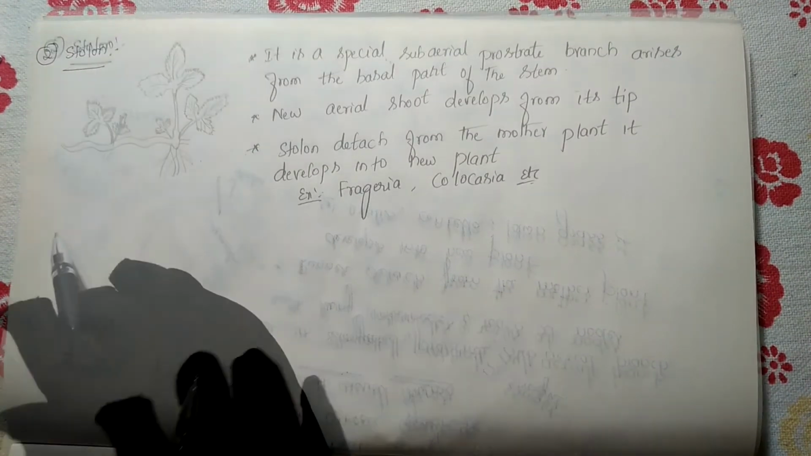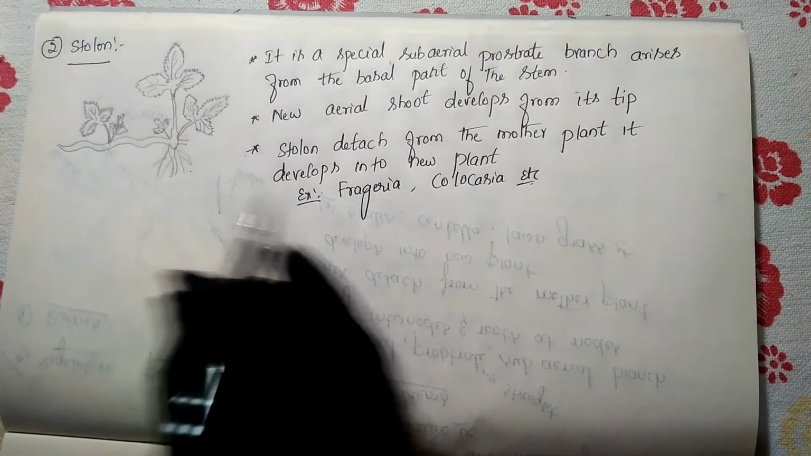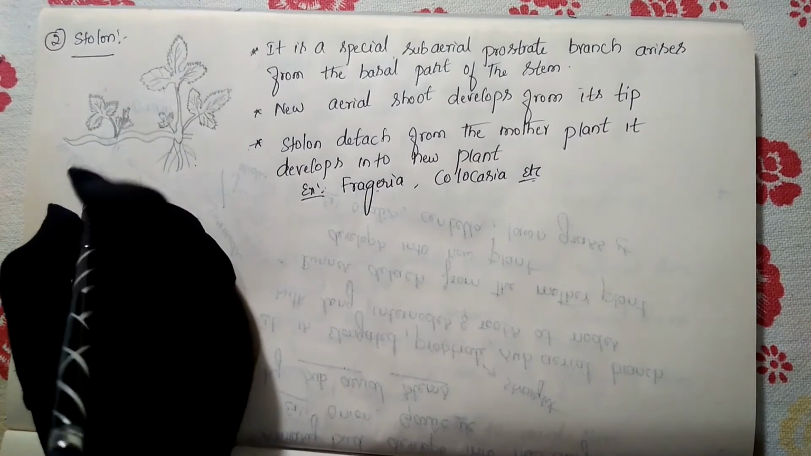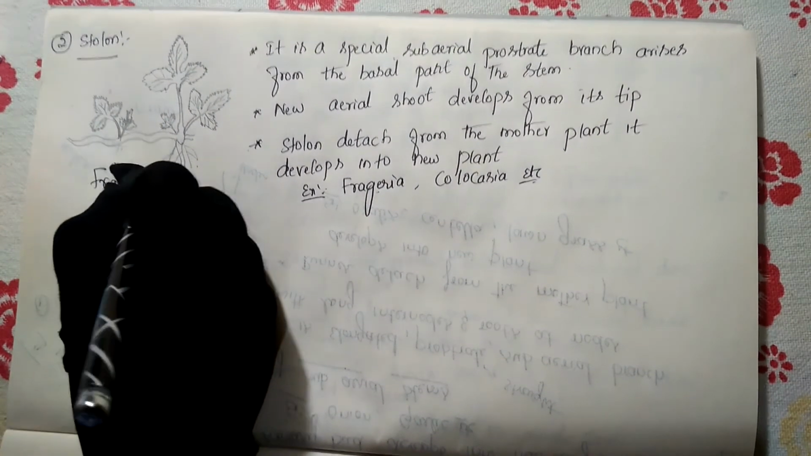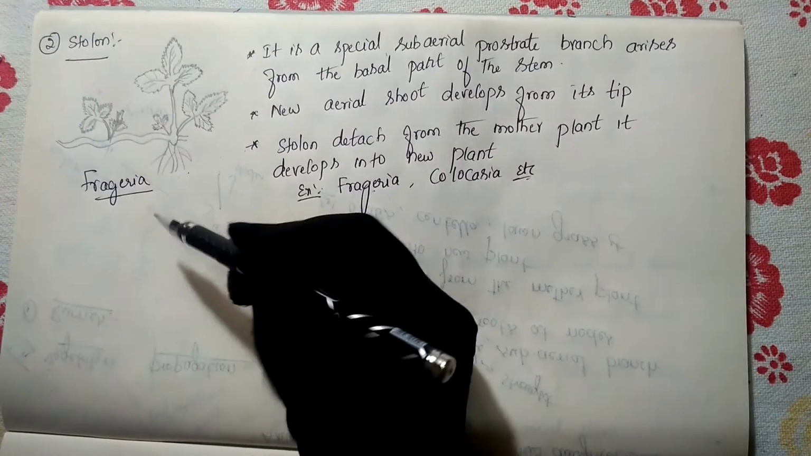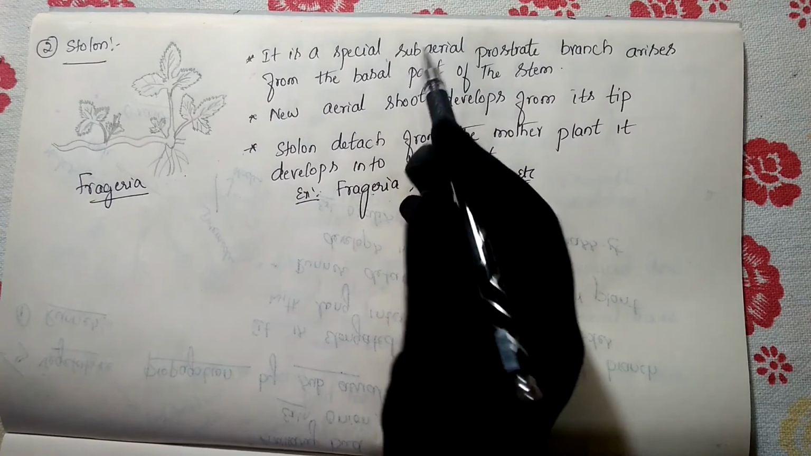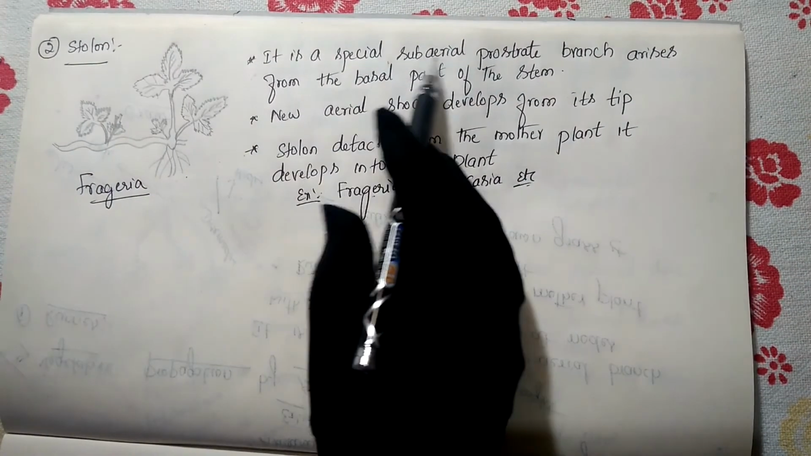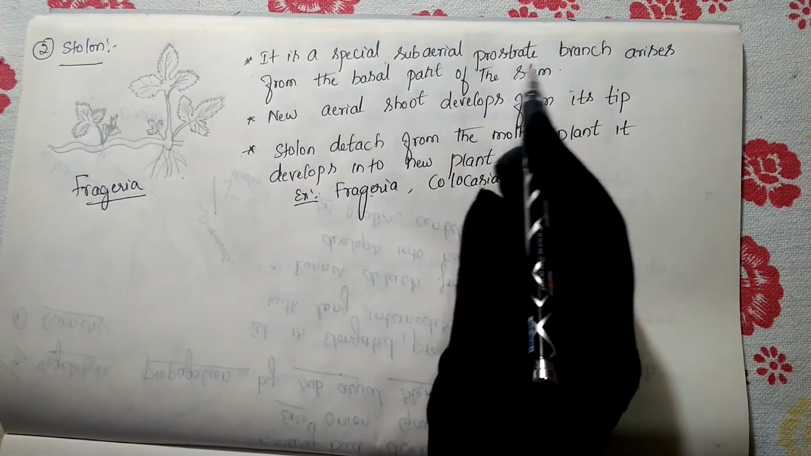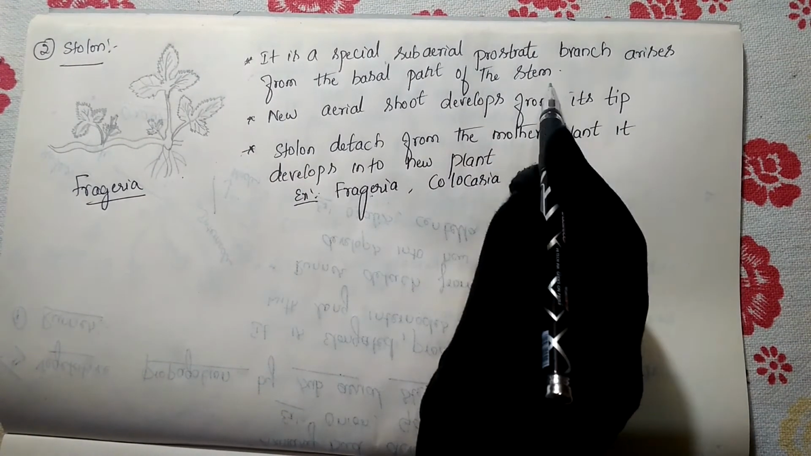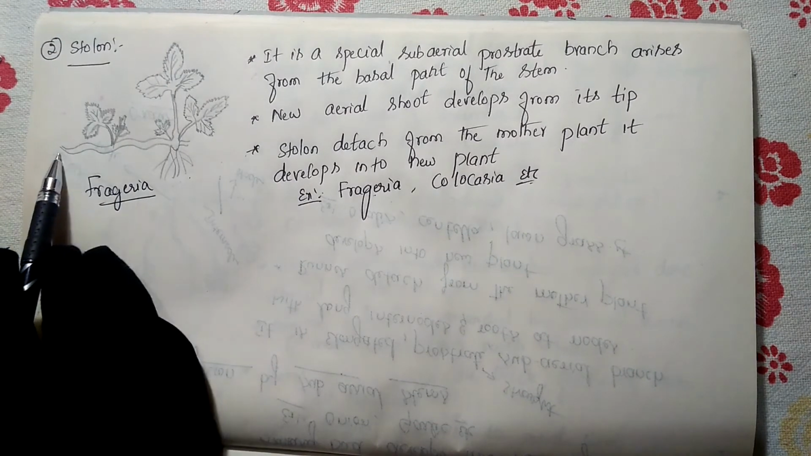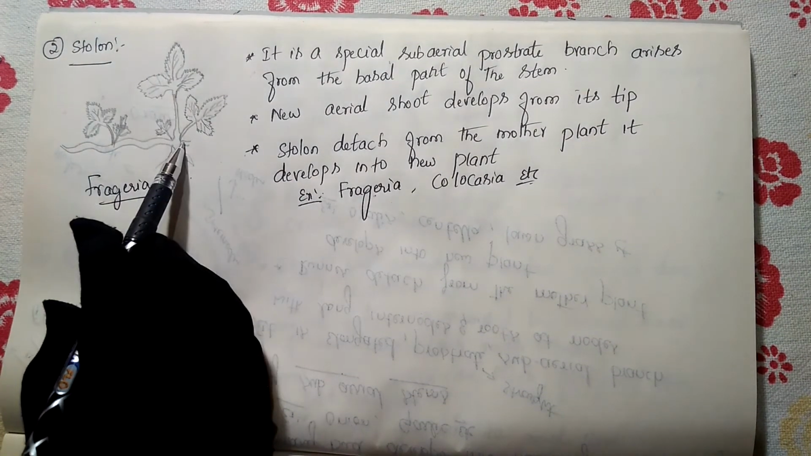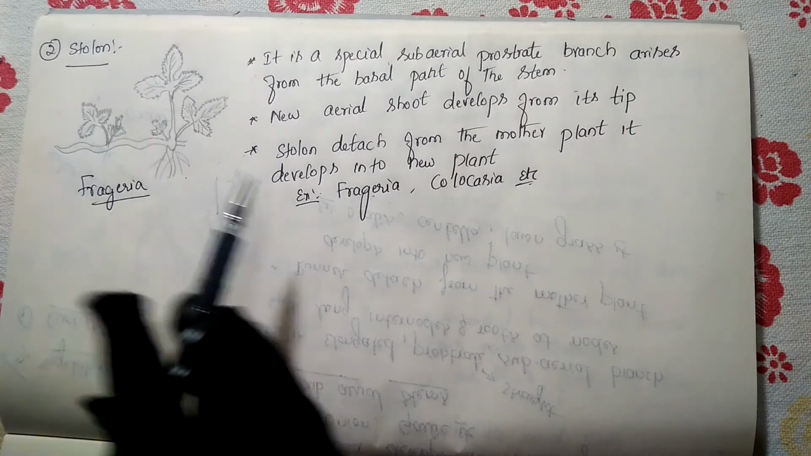Next let us go to the second type, that is stolon. Stolon is the second type of stem modification. This is an example of Fragaria. It is also the same as I said for the runner. It is a special type of subaerial stem modification where prostate branches arise from the basal part of the stem. This is the stem. Prostate means straight.